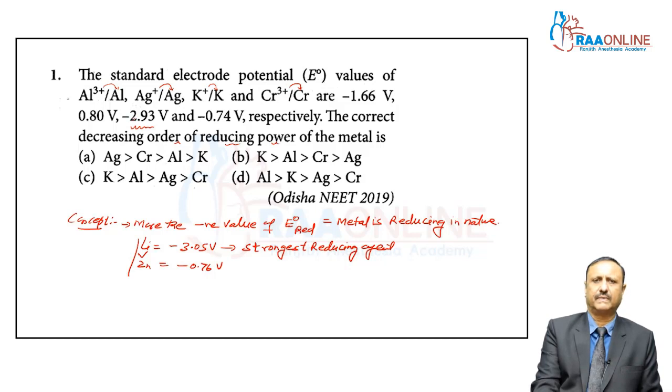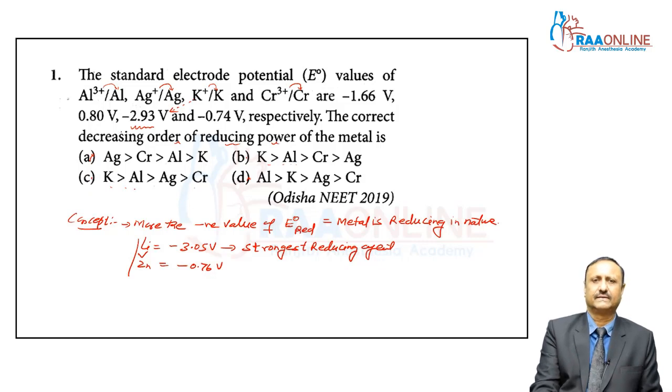So, my dear students, -2.93 value is given for potassium here. You can see here potassium. So, potassium is the maximum reducing metal. C or B. So, A and D are not correct answers. You can get B and C. After that, you can get the most negative value for aluminum, -1.66. So, after potassium, you can get aluminum, B and C.